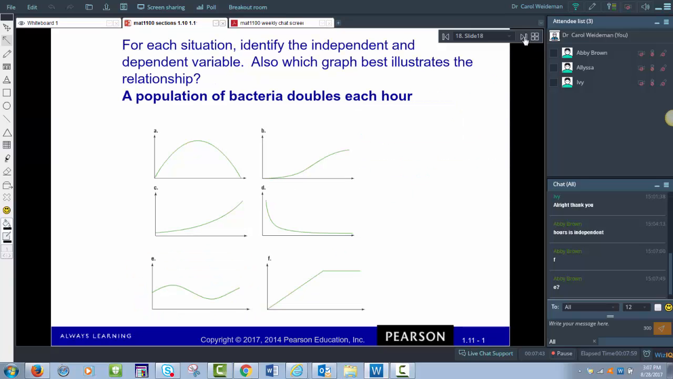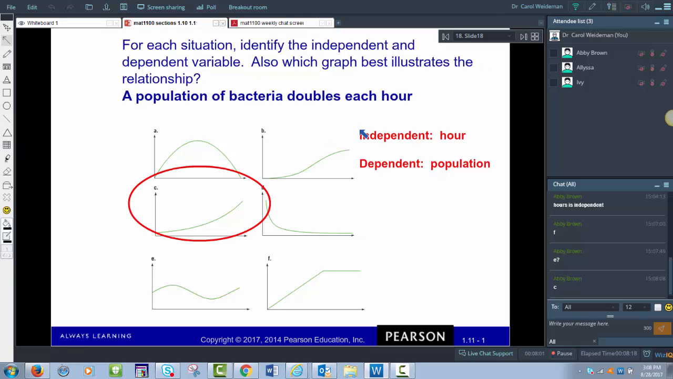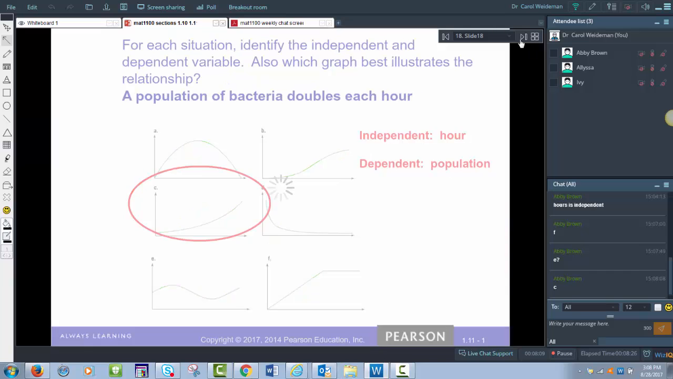A population of bacteria doubles each hour. So again, there's that time parameter I mentioned, always generally is going to be the independent variable. And then it's doubling, so we're looking at independent is the hour and the dependent is the population number. And let's see, Abby said C. Okay, yeah, that's right. Because what happens here is it keeps growing and growing and growing. So if a graph were to continue, it would just keep going and going. Okay, let's try another one.